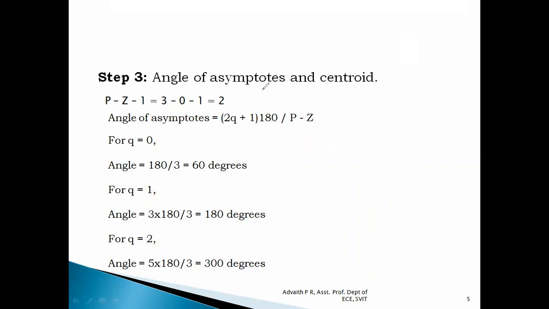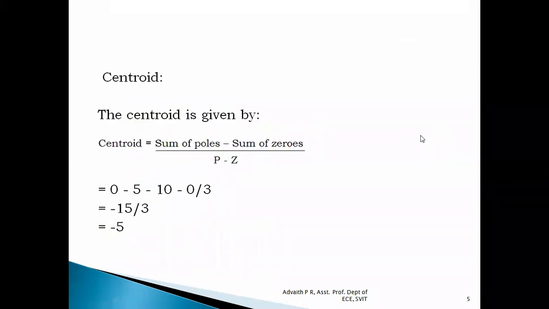Where we have to plot this angle of asymptote? That is the next question. This angle of asymptotes will be plotted by means of the centroid. Again, to find the centroid, we'll be using this formula. Centroid is given by summation of poles minus summation of zeros divided by p minus z. The poles which we have in our equation are 0, minus 5, and minus 10. So summation of those poles is 0, plus minus 5 is minus 5, plus minus 10 is minus 10. So 0, minus 5, minus 10.